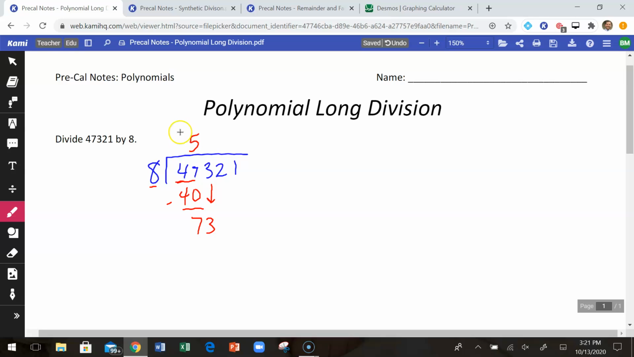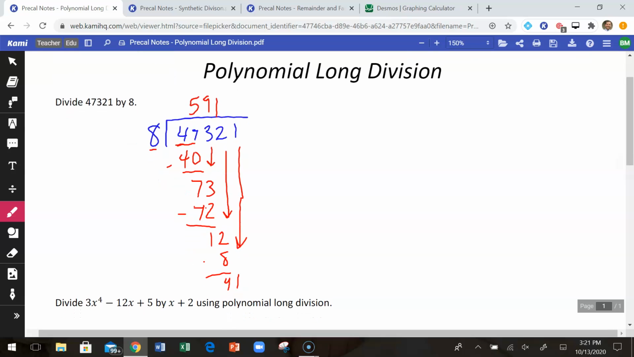So it's that: figure out how many times that number goes into this, put that up here, multiply down, subtract, and then bring down the next term. And you keep going, right? So 8 goes into 73 9 times. 9 times 8 is 72. And we just repeat this. We subtract. We bring down the next term. 8 goes into 12 one time. 1 times 8 is 8. Subtract. We get 4. We bring down the 1.